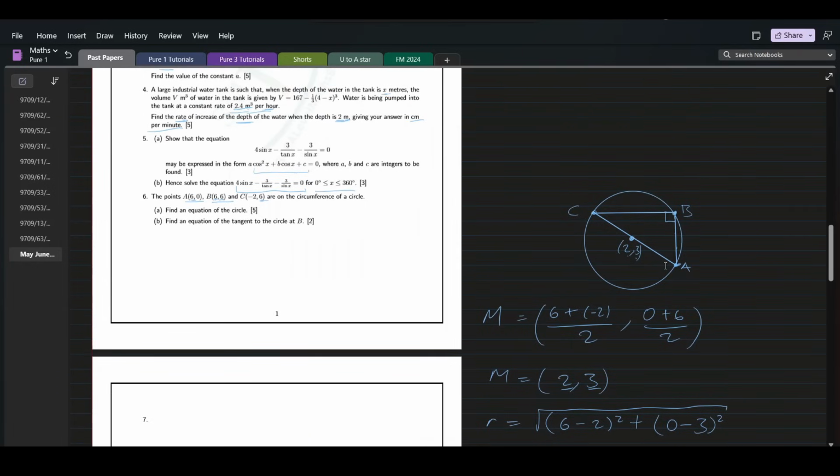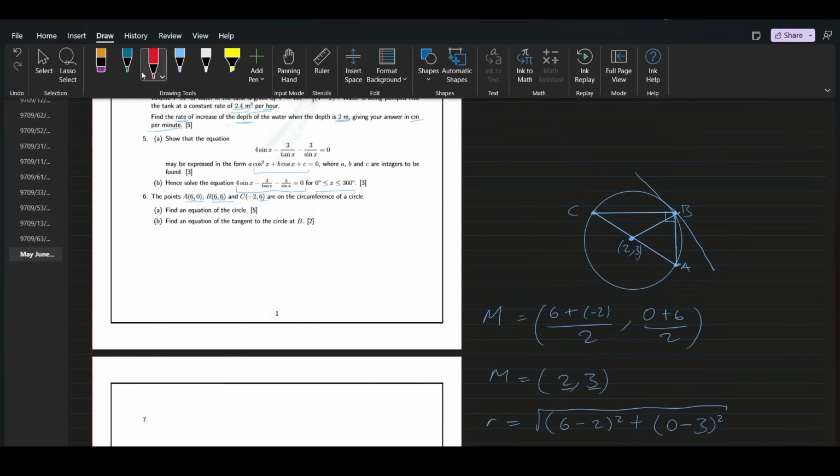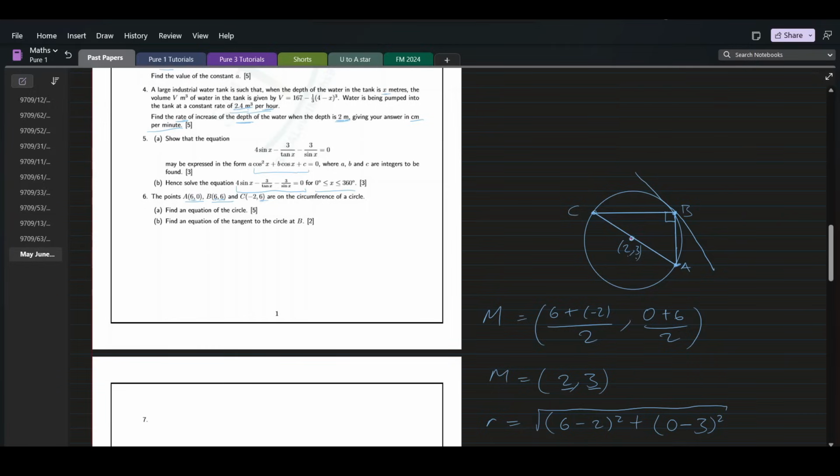Now part B says find an equation of the tangent to the circle at B. Okay, so let's draw a tangent at B. It would look something like that. And now we know that a tangent to the circle is always perpendicular to the radius. Let me change the color. Let's get a red color. And this is the radius. And we know that our tangent at B should be perpendicular to the radius.